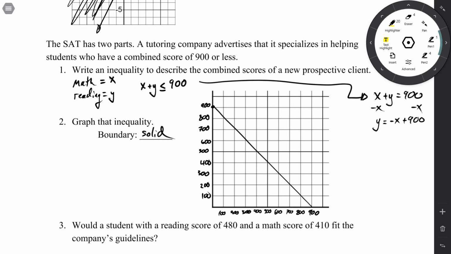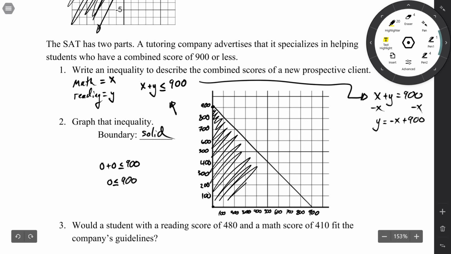Now we can pick a point. I'm just going to try 0 and plug it straight into this one. So 0 plus 0 is less than or equal to 900. Well, that's definitely going to check out. 0 is absolutely less than 900. So this test point worked. So we can shade in the entire graph on this side.